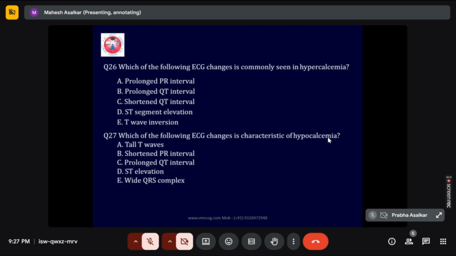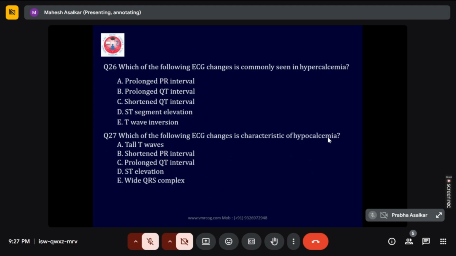Question 27. Which of the following ECG changes is characteristic of hypocalcemia? A. Tall T waves. B. Shortened PR interval. C. Prolonged QT interval. D. ST elevation. E. Wide QRS complex. Sir, C, prolonged QT interval.